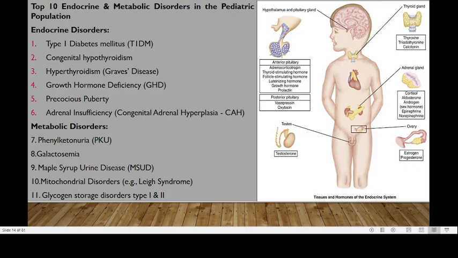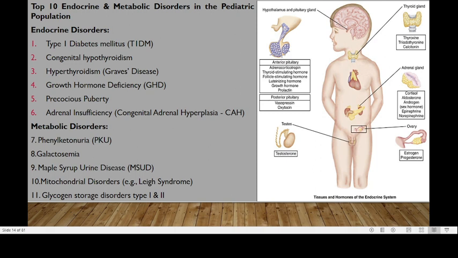So after looking at some of the glands, we can now move ahead and look at some of the top 10 conditions in each category. Like for the endocrine disorders, we have type 1 diabetes, congenital hypothyroidism, hyperthyroidism, especially Graves' disease, growth hormone deficiency, precocious puberty, adrenal insufficiency, what is commonly referred to as congenital adrenal hyperplasia, abbreviated as CAH.